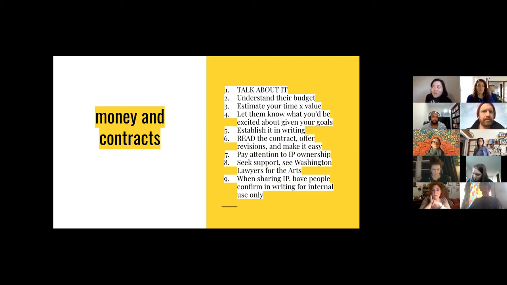Here's a typical one. We don't have one. What do you usually charge? Okay. Then step number three, estimating your time and value.